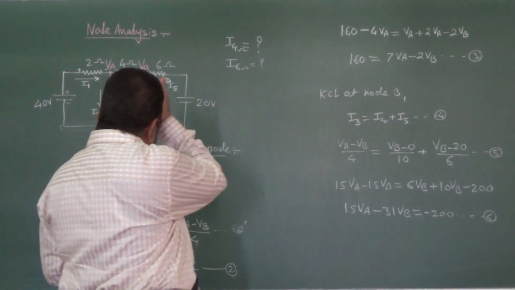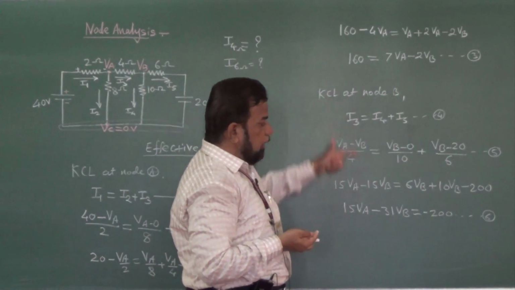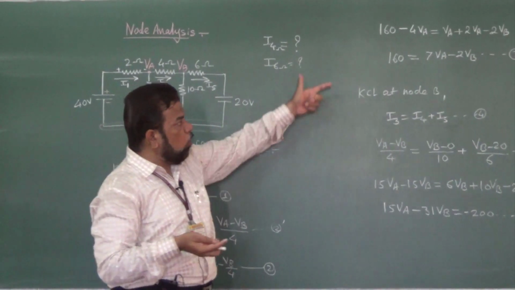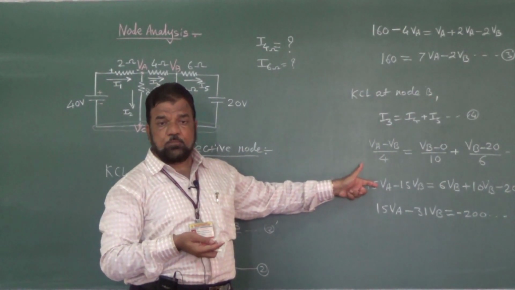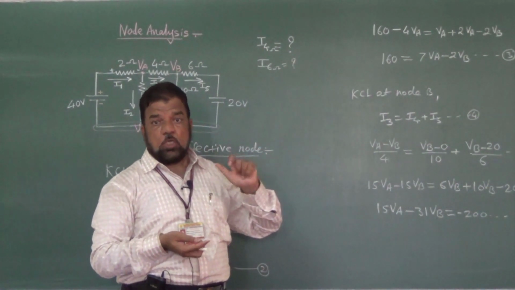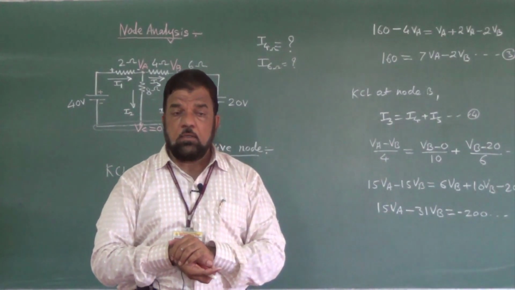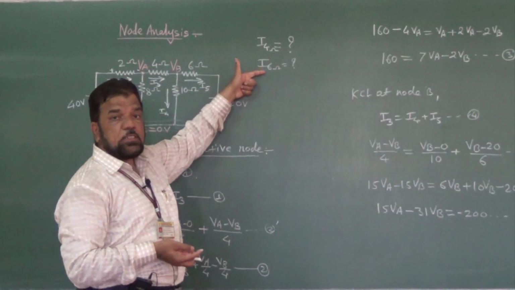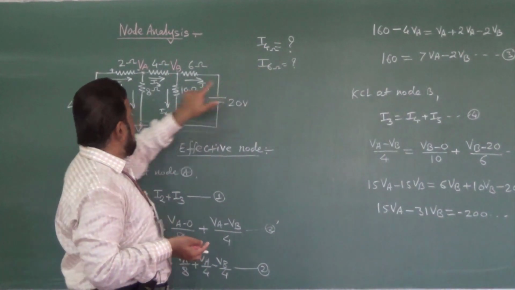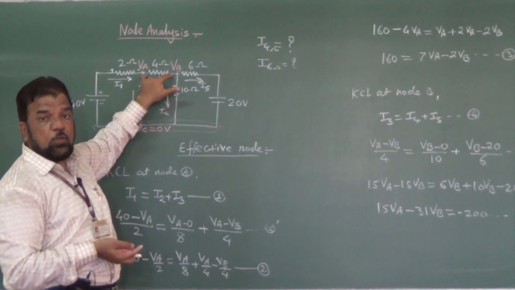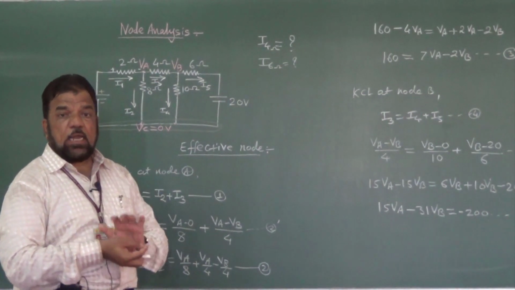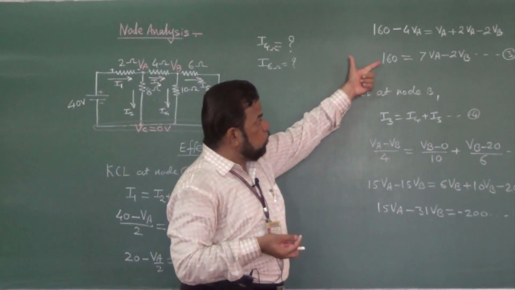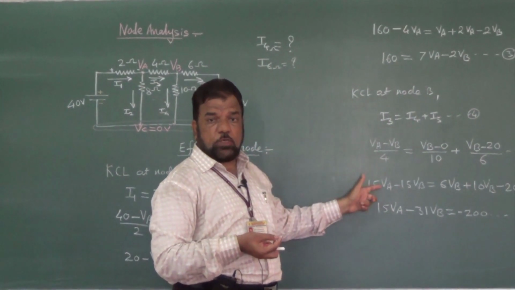Okay, that means what we got is equation number 3 and equation number 6. These are two equations that we obtained after applying KCL at node A and B. So what is the problem statement? To find out the current flowing through the 4 ohm and 6 ohm resistors. To determine these currents, I have to calculate VA and VB. Initially, VA and VB are unknown voltages. So now I have to solve these two simultaneous equations.